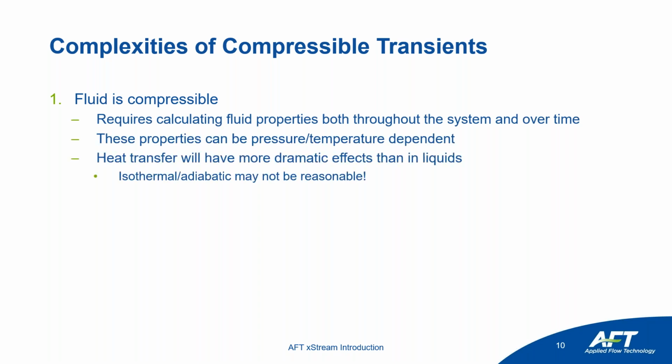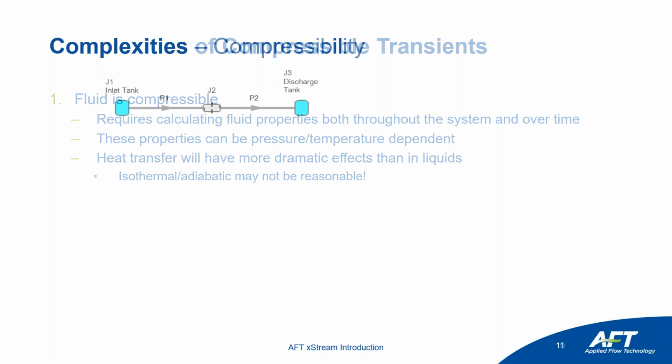So the first complexity we're going to tackle is that the fluid is compressible. As we saw, we have to recalculate fluid properties as pressure and temperature change. Density changes, and all of those things are interacting with one another. And heat transfer can have more dramatic effects. If you're heating up a gas, it's going to expand, whereas if you heat up a liquid, the density doesn't change as dramatically, though maybe its viscosity might change. So what's important to realize is that isothermal and adiabatic assumptions may not be reasonable. It might be the difference between a peak temperature of 900 in your system versus a peak temperature of, I think it was 25 or 15, something of that nature.